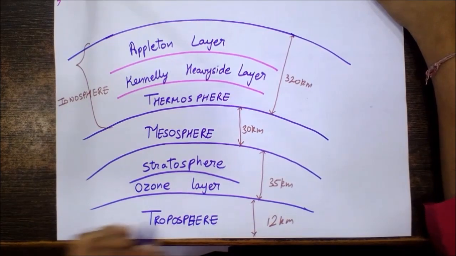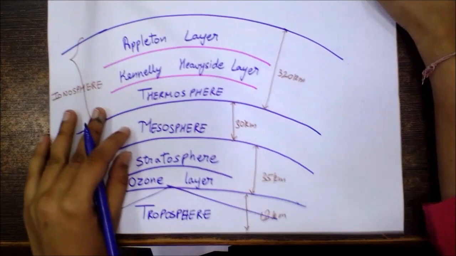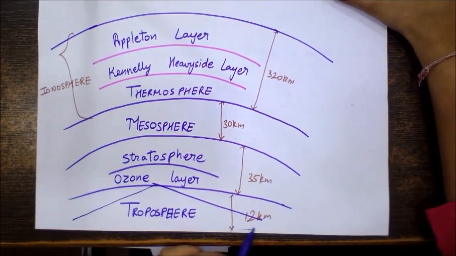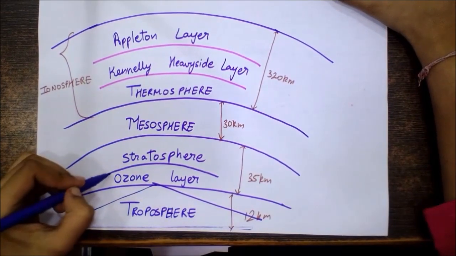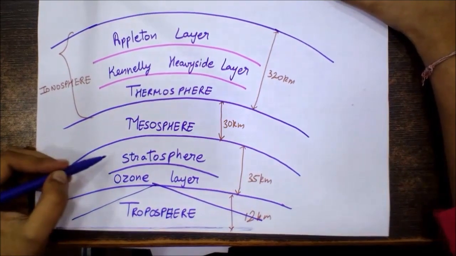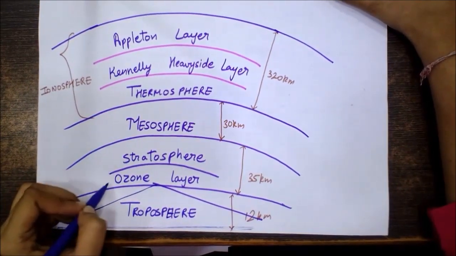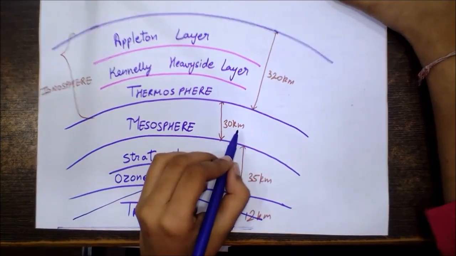The first one is the troposphere. So the waves come over here, get hit by the troposphere and go back. It is the nearest layer of air to the surface of the earth. It's 12 km long. Above that we have our ozone layer, which is consisted by the stratosphere. The entire stratosphere with the ozone layer is of 35 kilometers, above which we have mesosphere of 30 kilometers.